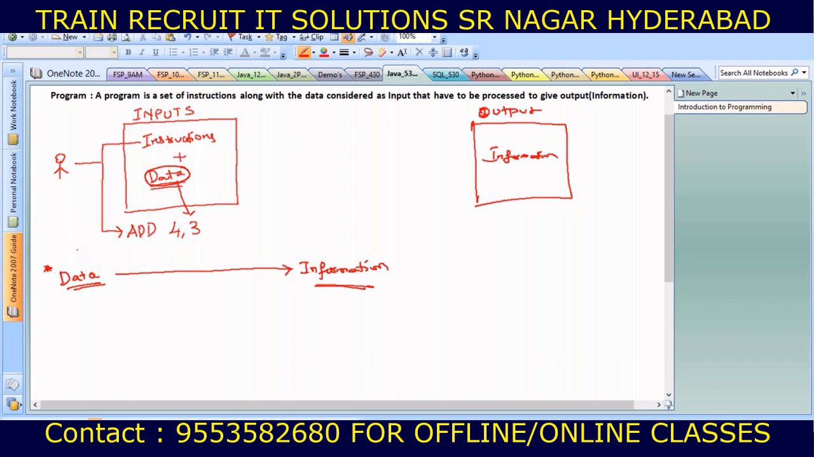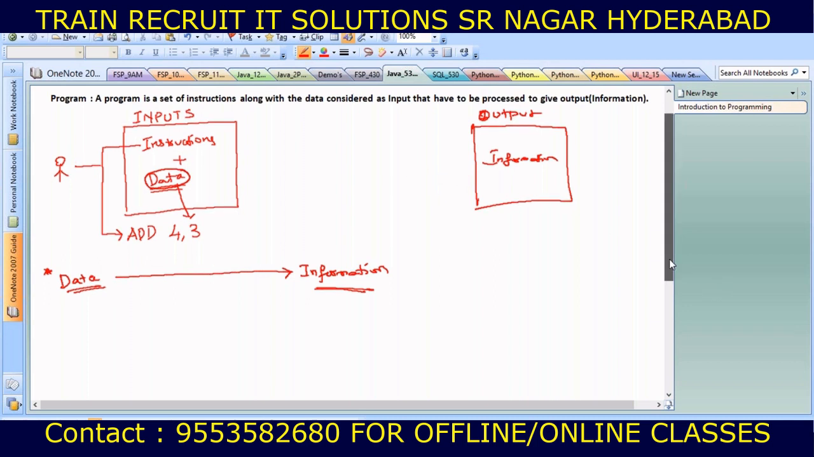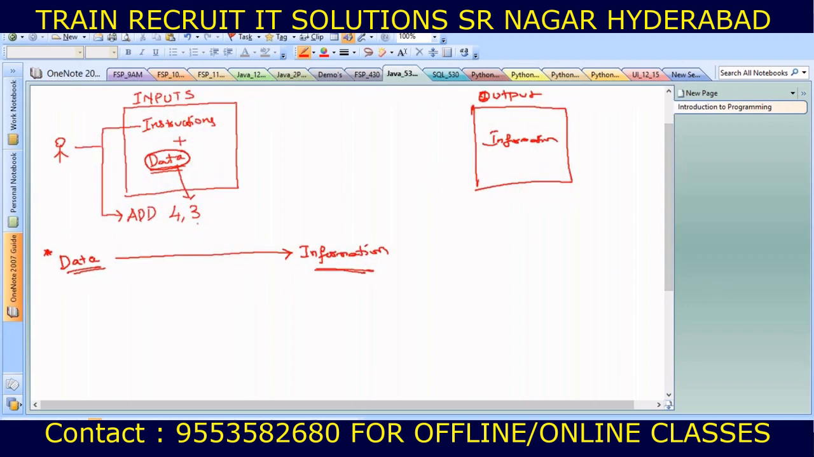Then how is this data transformed into information? For example, let me take add 4 plus 3. The information, or the output, is 7, right? Obviously 7. So what is happening in the middle? You are adding 4 plus 3, which means you are following the instruction on the data. Are my points clear?